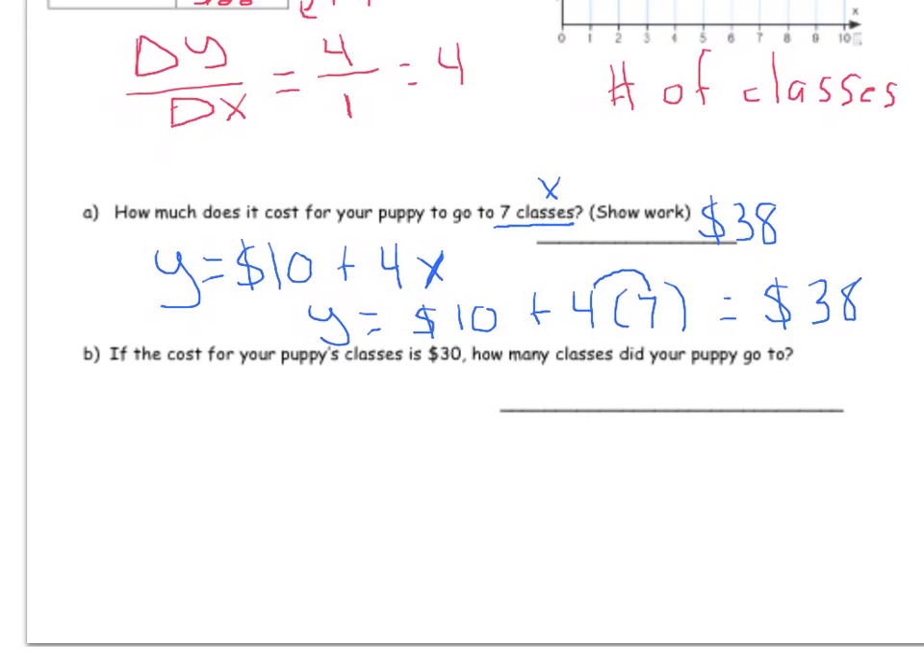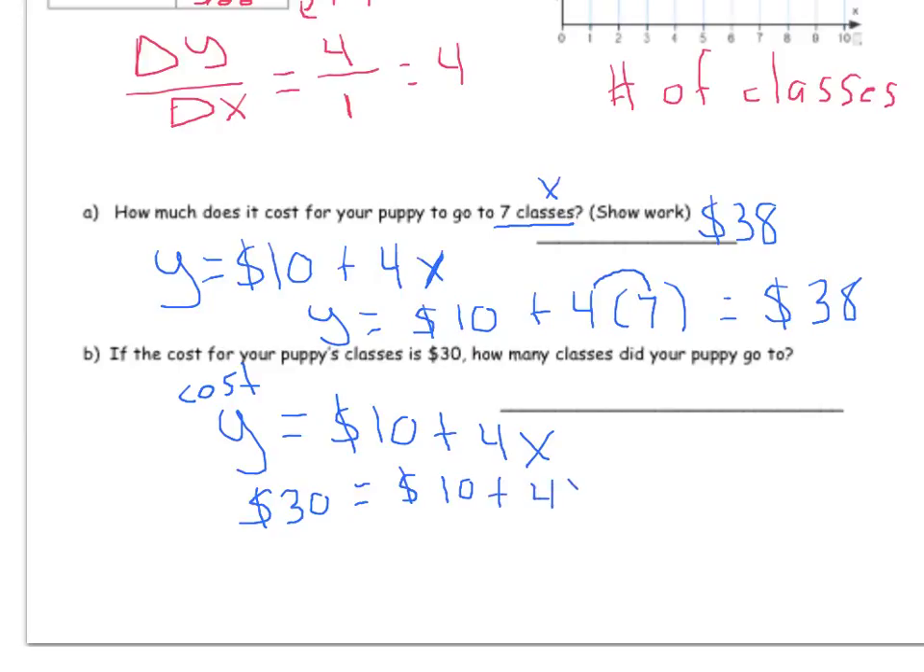For part B, the cost for your puppy class is $30. How many classes did your puppy go to? So we still want to use our equation to help us with this. The equation is $10 plus $4 for every class, and y is our cost. Well, the cost for your puppy's classes is $30. So we're going to plug that in for y.